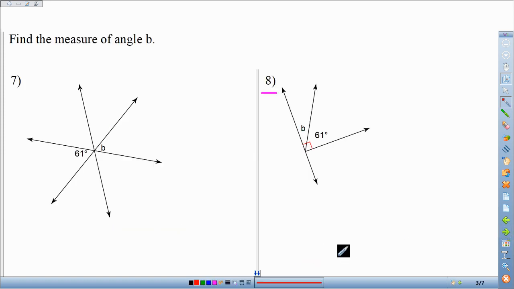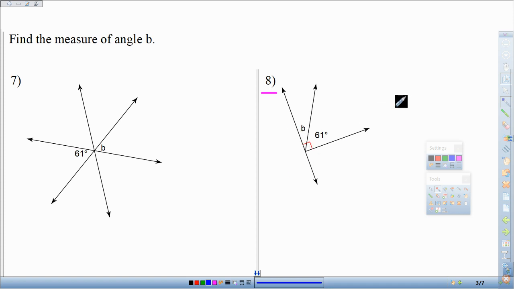All right, from here, it's using those same angle pairs, but asking us to find the missing measure of angle B. I want to take a look at number 8 here. First thing I notice, these are two angles that make a right angle. A right angle is 90 degrees. So that means these are technically complementary angles. That's not the question, but that is the terminology.